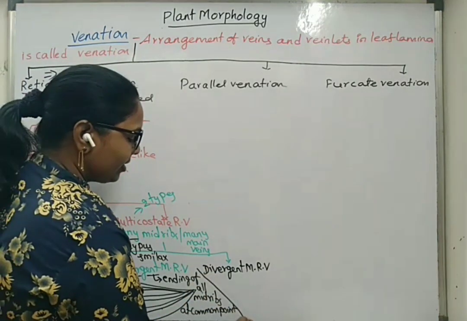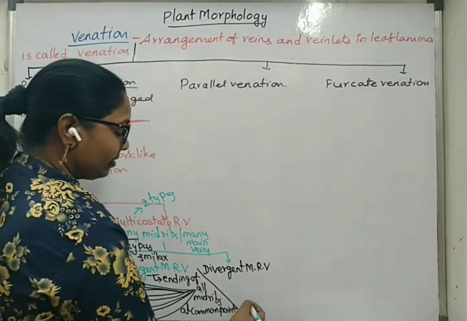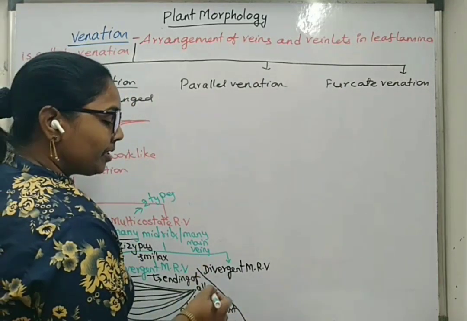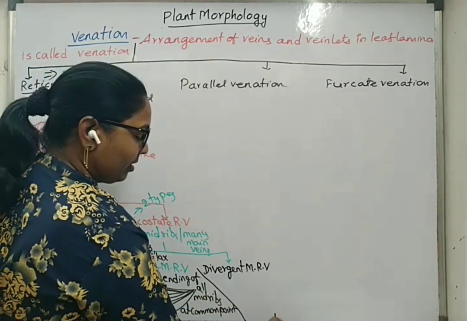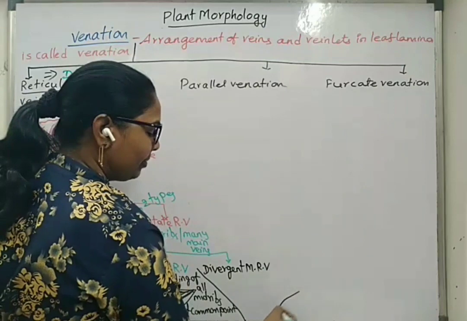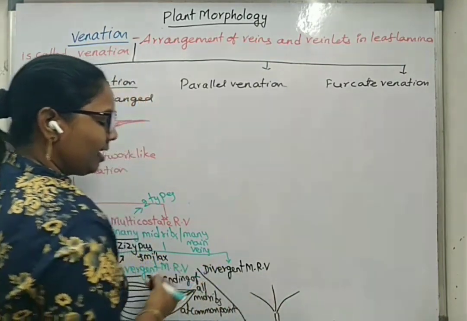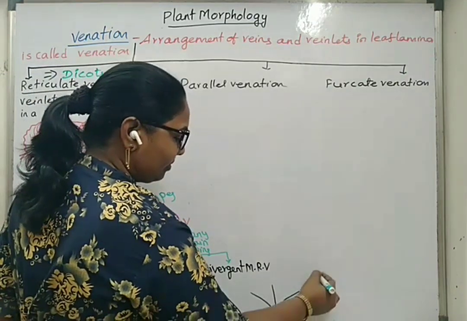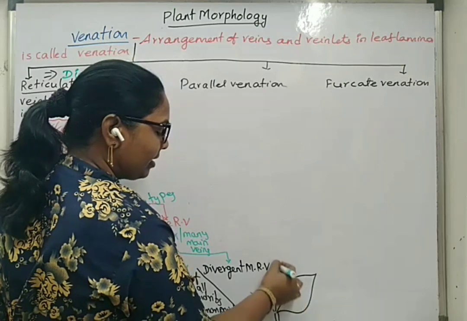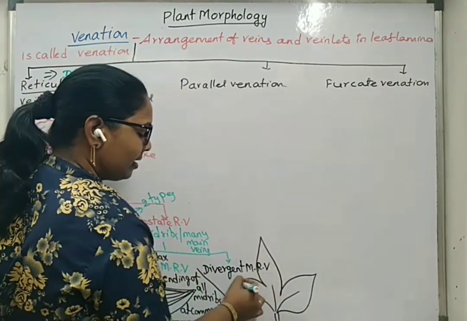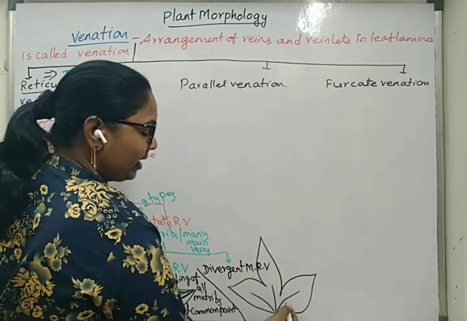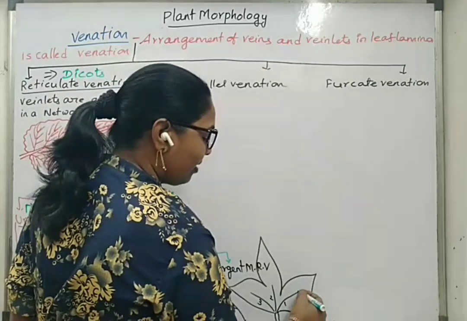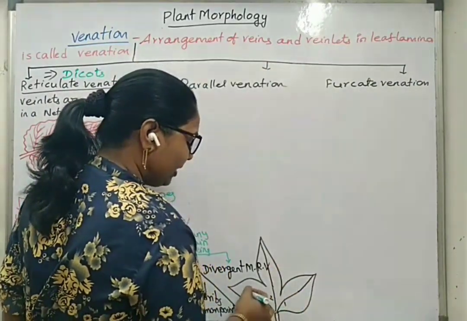In case of divergent multicostate reticulate venation, here the midribs are not joined at same point, but they are dispersed to either sides. For suppose, one midrib has arisen, other midrib has arisen, other midrib. See, all the midribs are joining at same place. But here, this midrib has ended here with this leaf. This midrib has ended here, and this midrib has ended here. Here there are 3 number of midribs, but they did not join at one common place. They have diverted to 3 different directions.